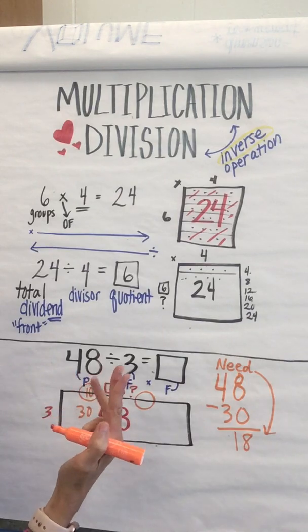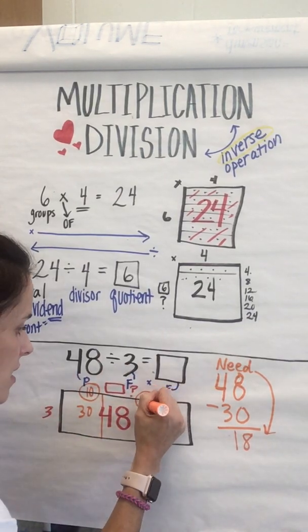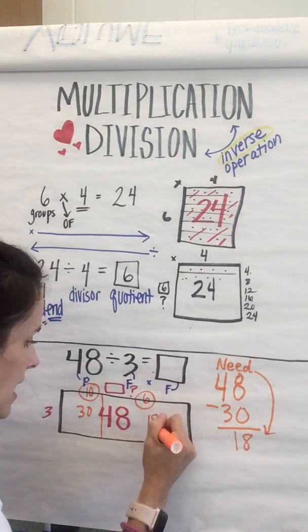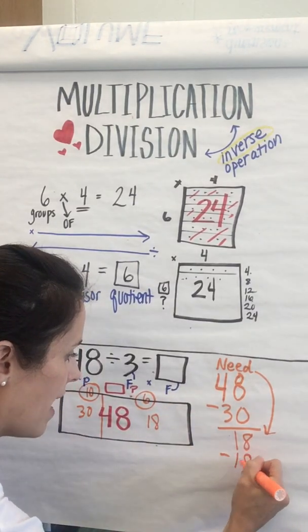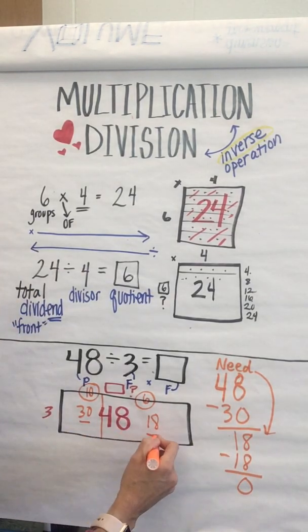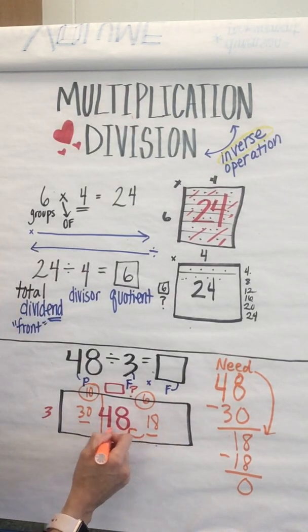3, 6, 9, 12, 15, 18. 3 times 6 is 18. So now I filled the rest, so I don't need to fill it anymore. 30 and 18 make my 48.